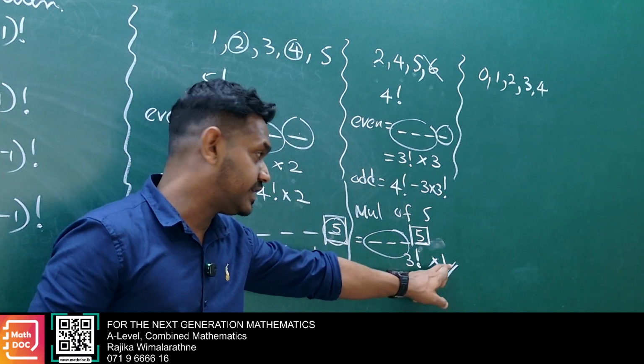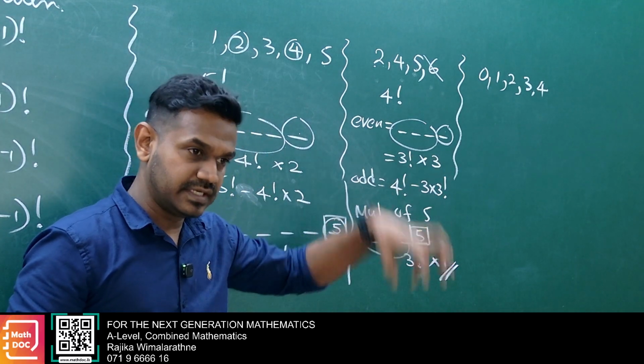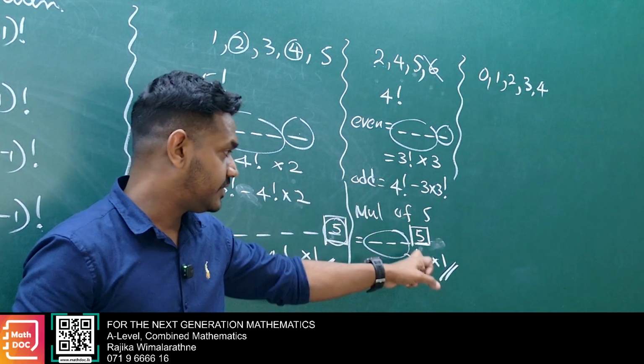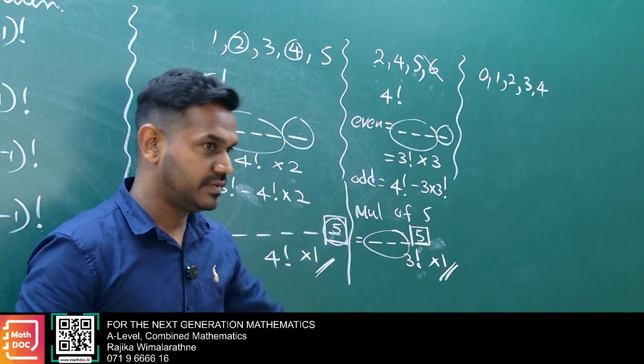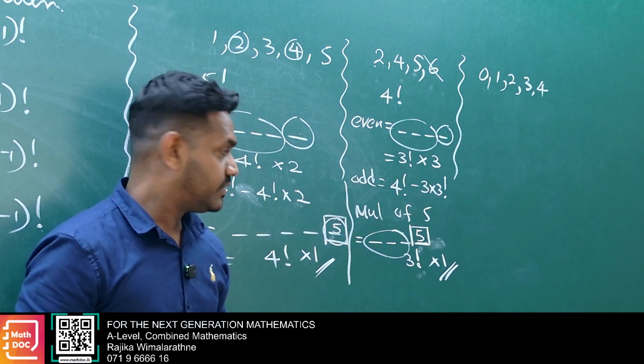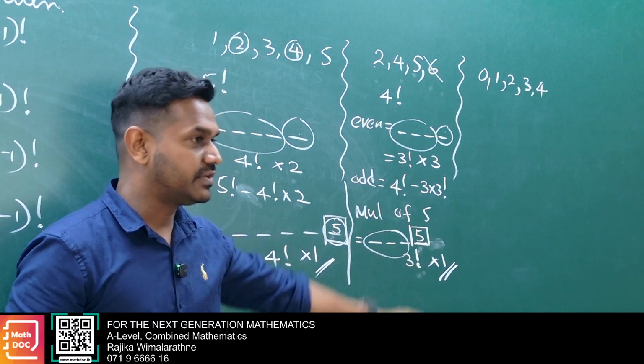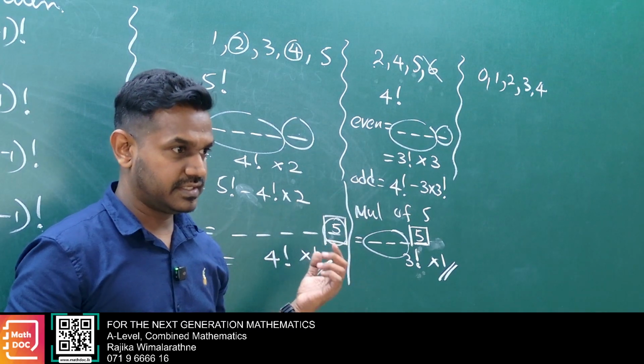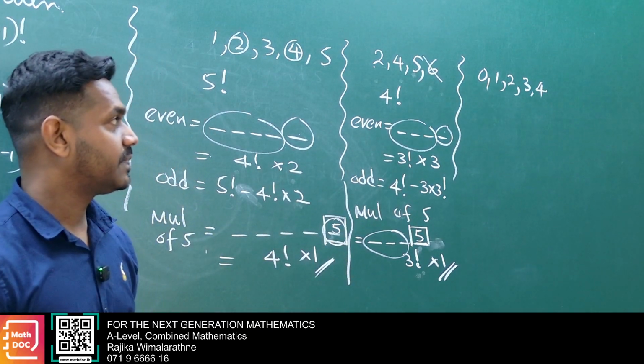To fill the last space, one possibility. Remaining 3 arrange in 3 factorial ways. In all these cases, we don't repeat the digits. Okay, repetition is not allowed.